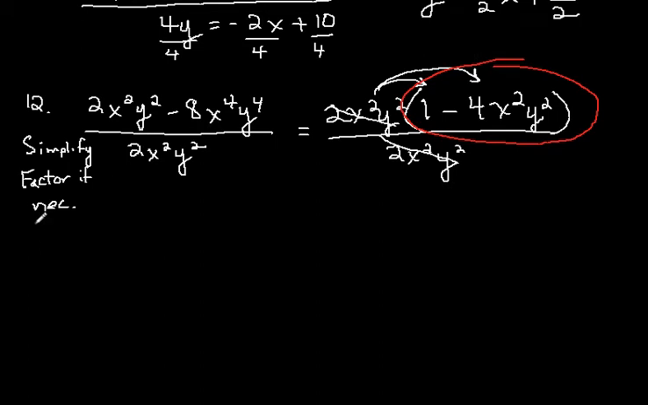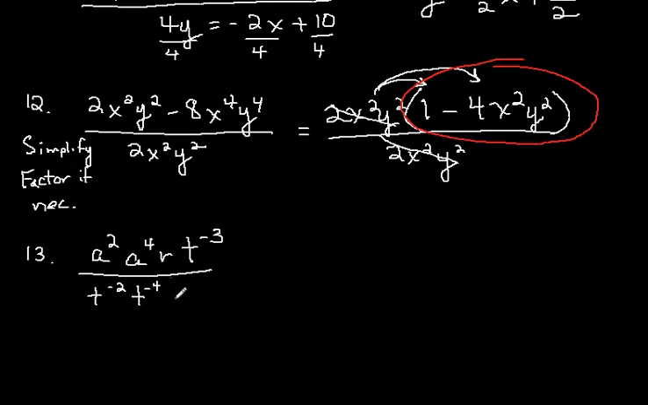Alright, 12, 13. We have so much trouble with exponents. I don't know what happened. A squared, a to the fourth, r, t to the negative 3, all divided by t to the negative 2, t to the negative 4, r to the negative 3.